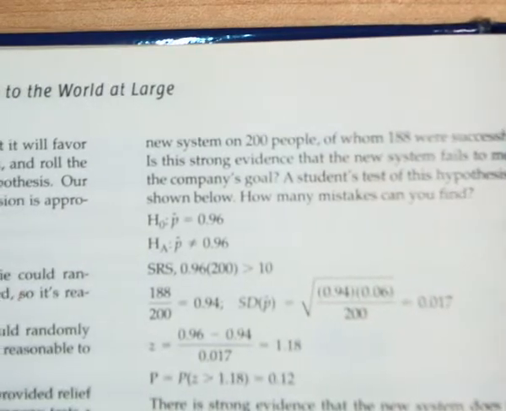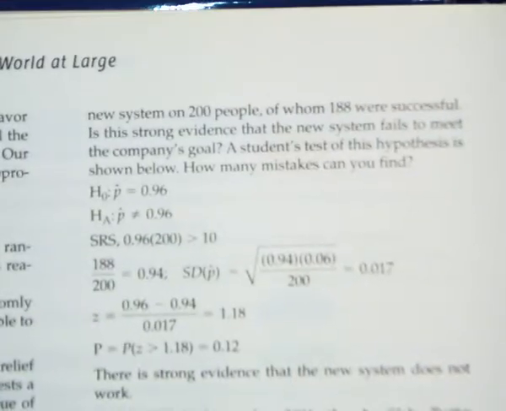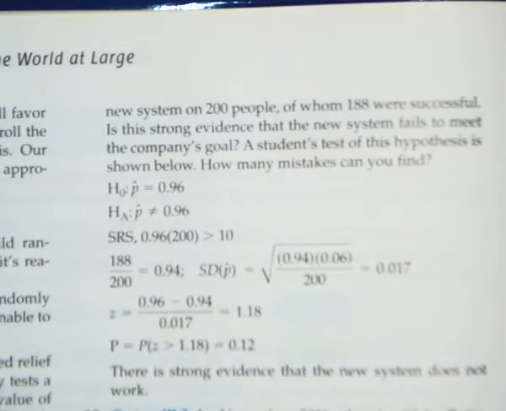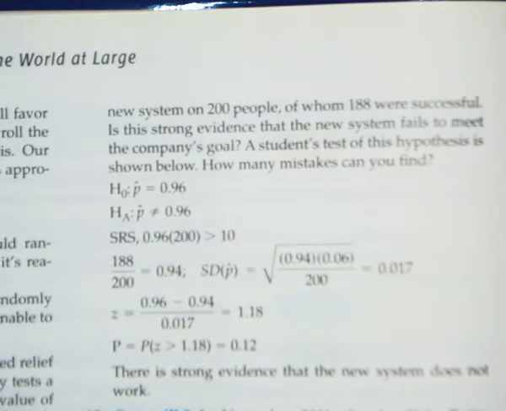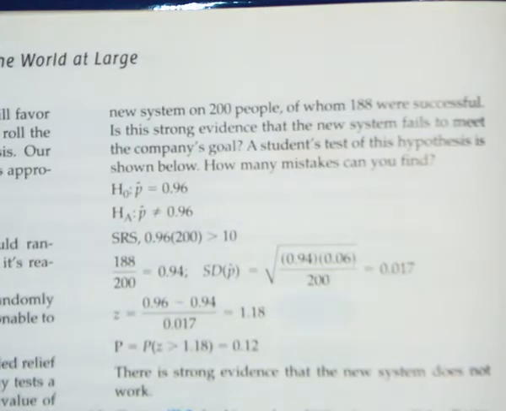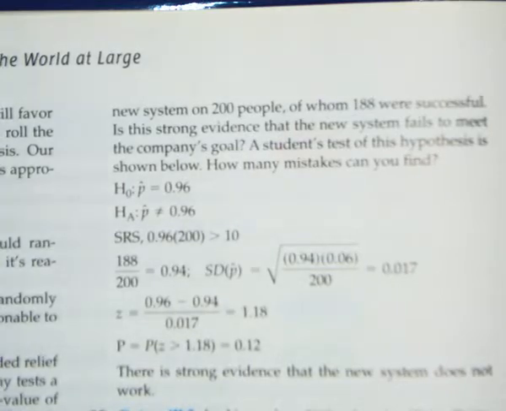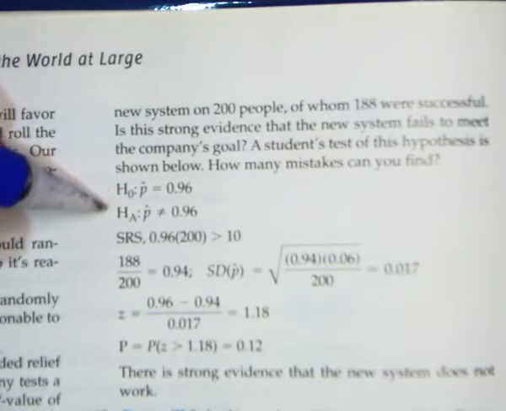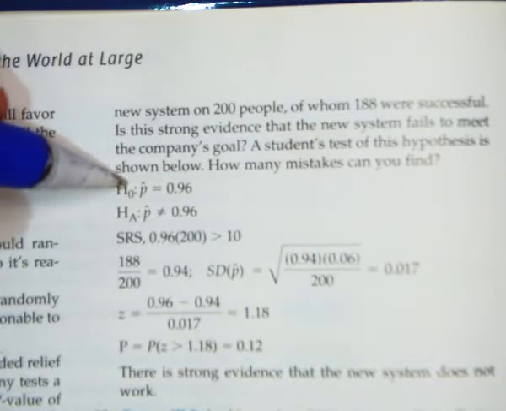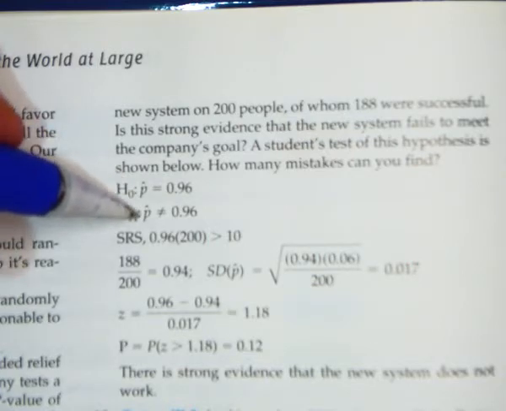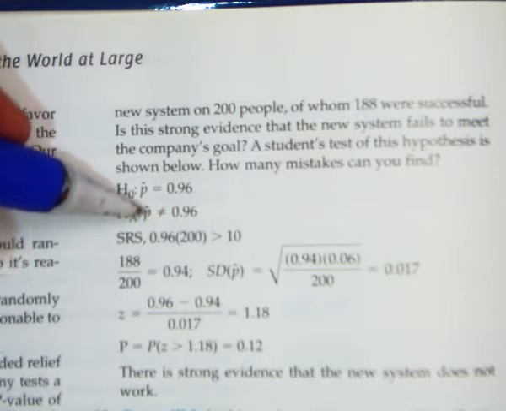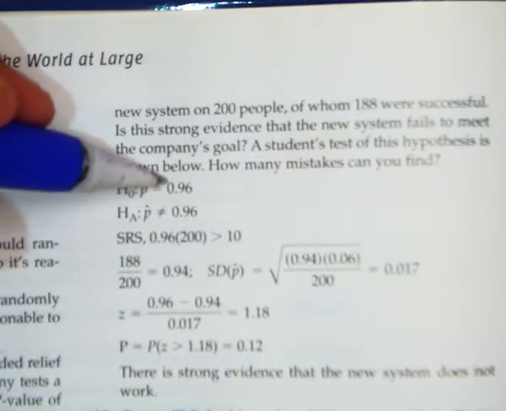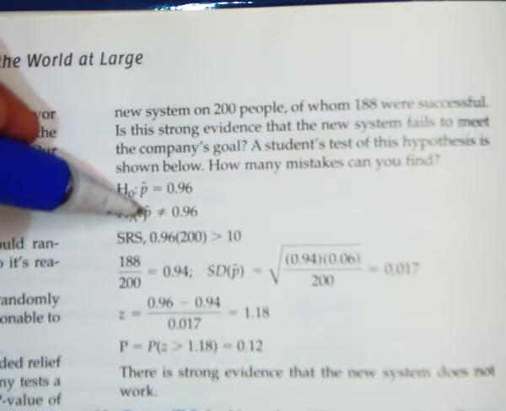And then a student's test of the hypothesis is shown below. How many mistakes can you find? Well, let's go through this. So, problem one: the null and alternative hypotheses should be in terms of p, not p hat. You should have p equals 0.96, and this should be p on the bottom.